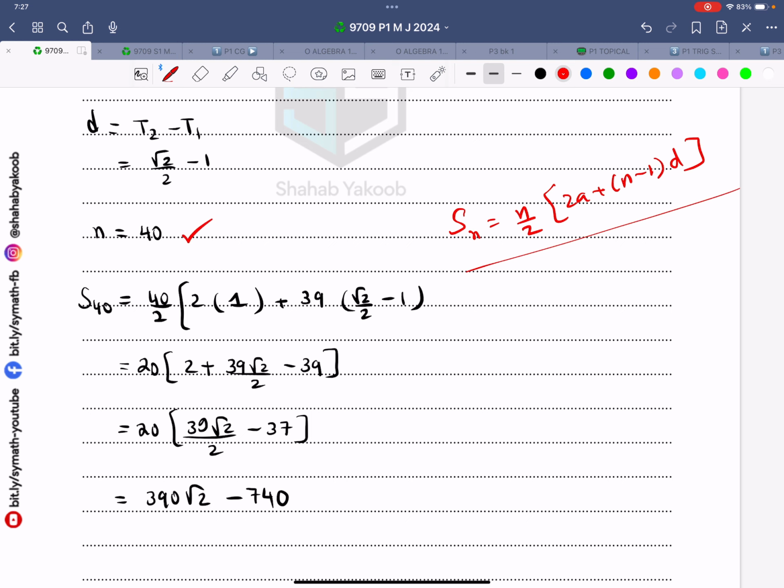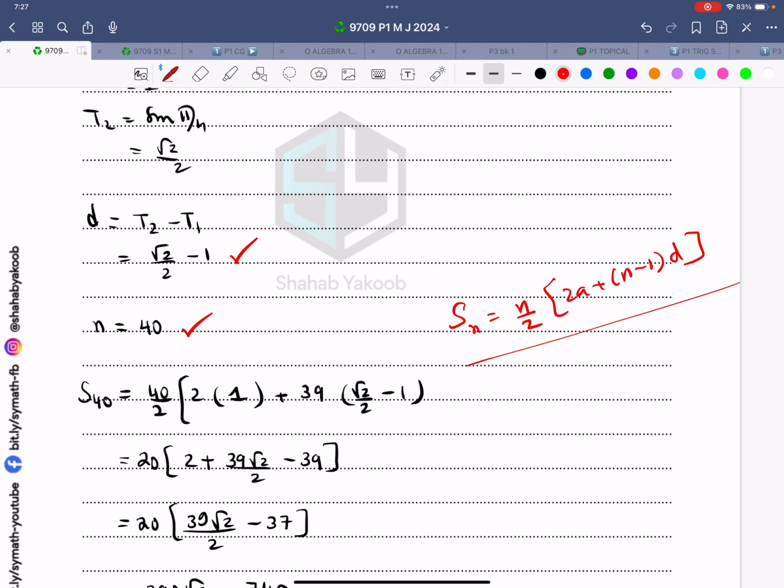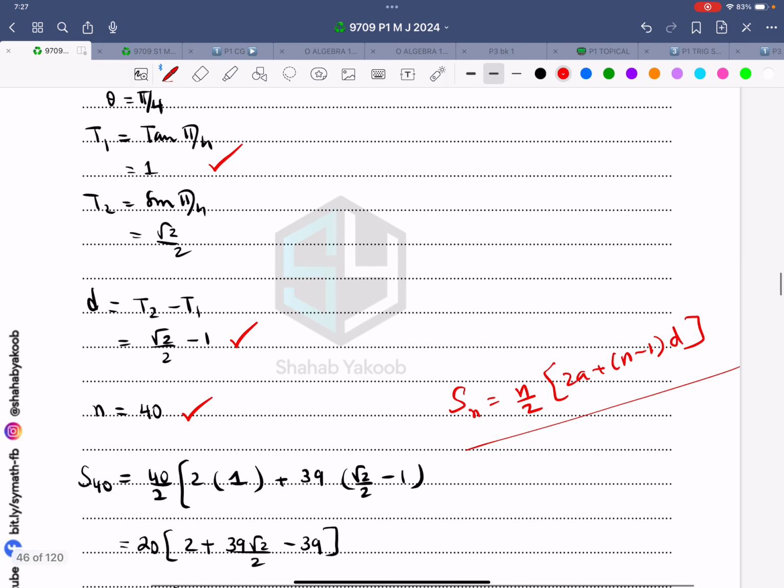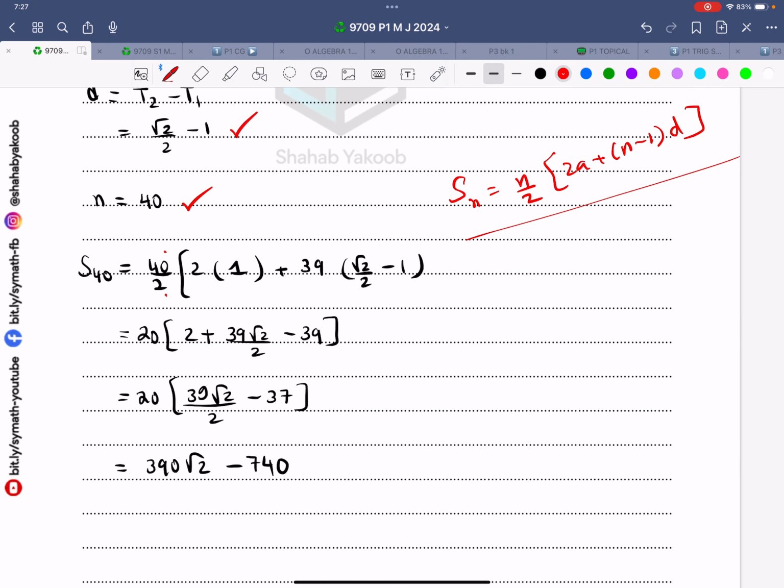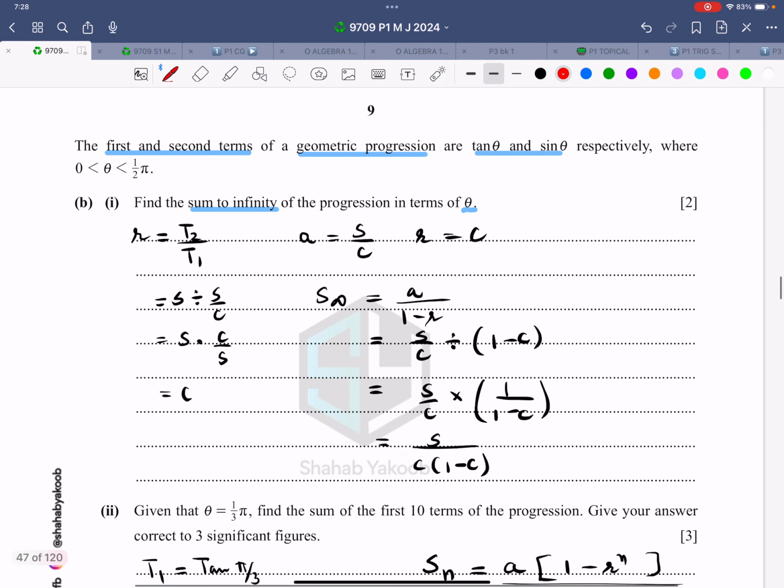So there is n, there is d, and what is a? A is 1. So this is n divided by 2, 2a, n minus 1 is 39, and this whole thing is d. Simplify, and this is the answer, and this answer is in the exact form. Why? Because surds are used over here. That's the first one. The next one.